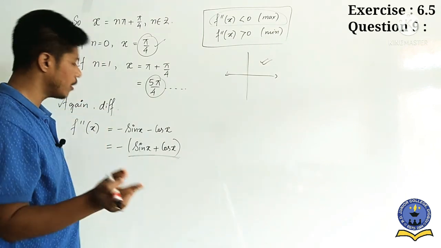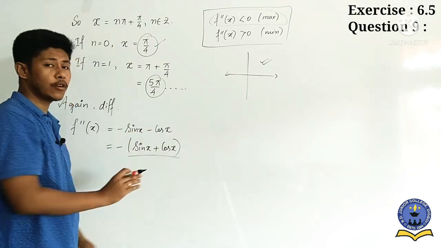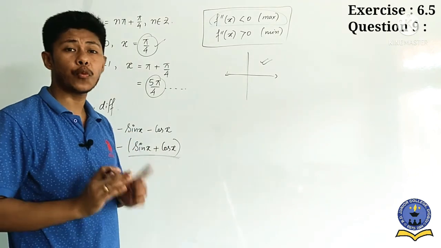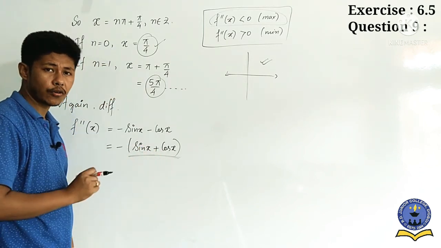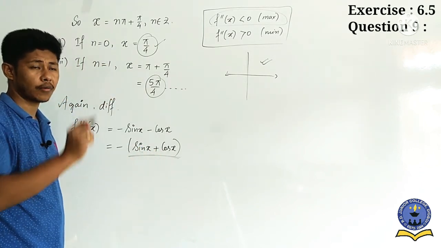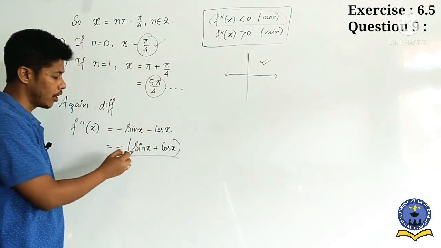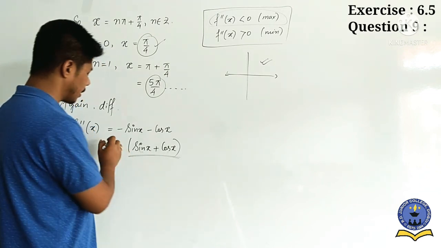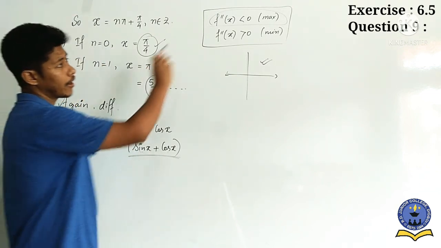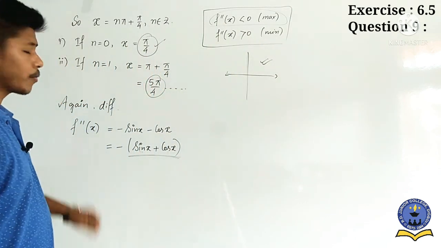So we understood why we consider pi by 4, because the sin x and cos x values must be positive. So both values being positive, the angle must lie in the first quadrant. The first quadrant means the only possible value is pi by 4. So in place of x we can put pi by 4, then if the value is negative, it will be the maximum. Is it clear? So now we have to verify this one.